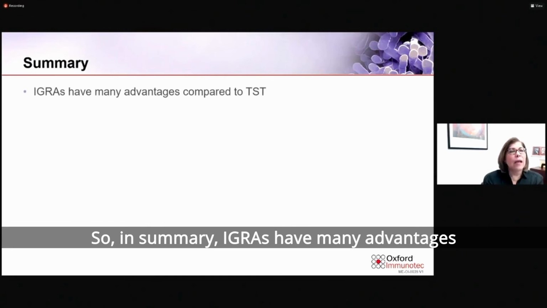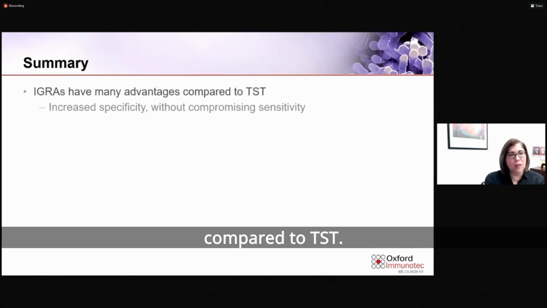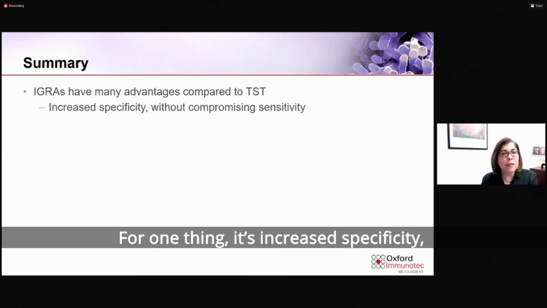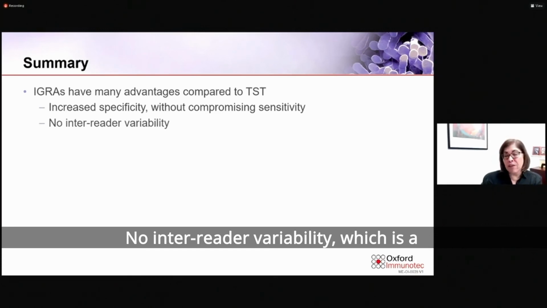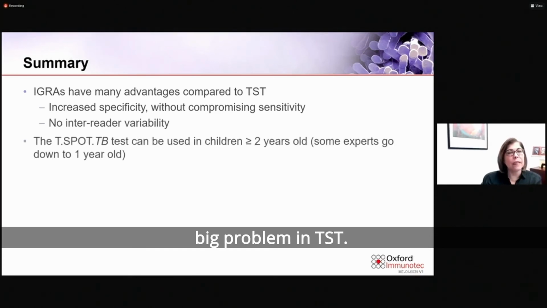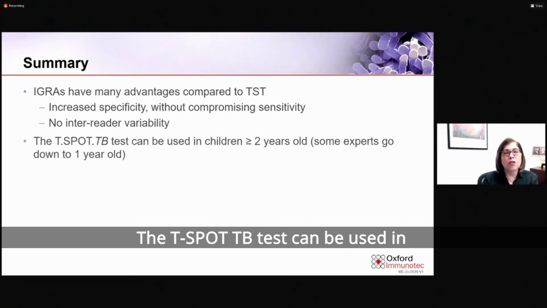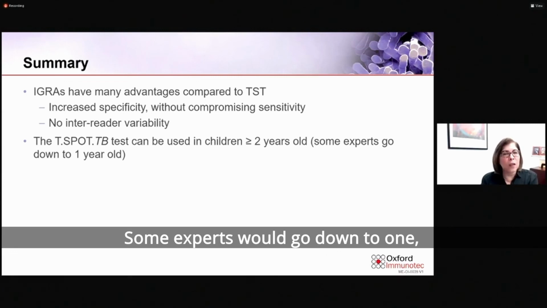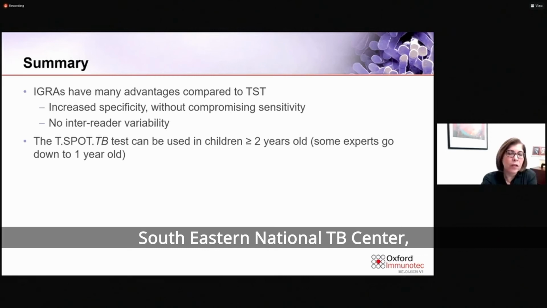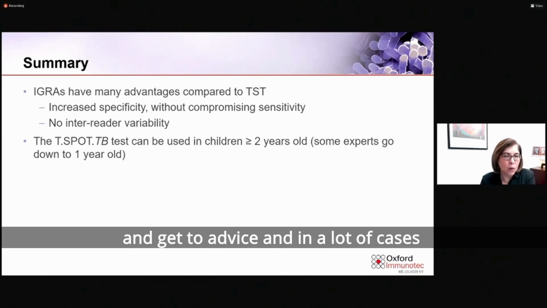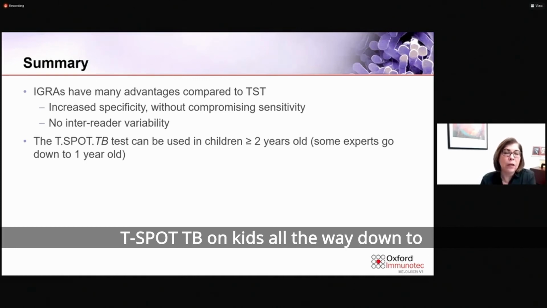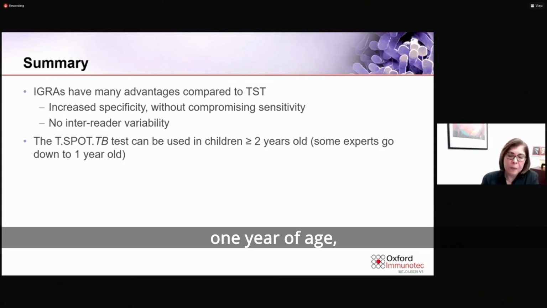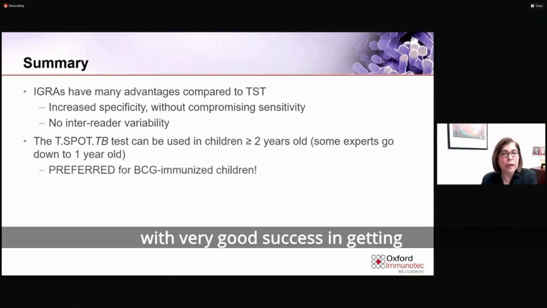So in summary, IGRAs have many advantages compared to TST. For one thing, they have increased specificity and don't compromise sensitivity. There is no interreader variability, which is a big problem in TST. The T-spot TB test can be used in children more than 2 years of age. Some experts will go down to 1, and that includes myself. I work with the Southeastern National TB Center and get to advise in a lot of cases of TB in young children, and we do use T-spot TB on kids all the way down to 1 year of age, with very good success in getting good results.